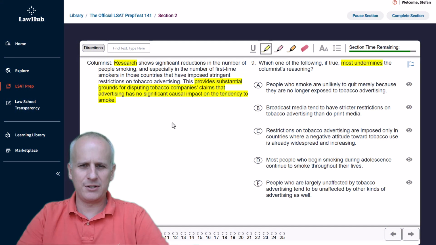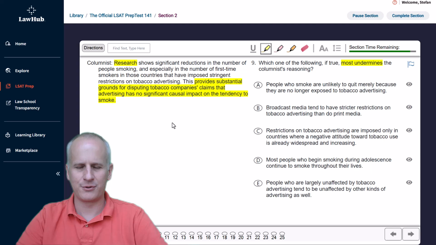So, this research provides substantial grounds for disputing tobacco companies' claims that advertising has no significant causal impact on the tendency to smoke. And it's based on that evidence in that study showing that the number of first-time smokers has gone down when there's stringent restrictions on tobacco advertising. So we need to focus solely on these facts and go find something that says actually it's not the tobacco advertising restrictions that caused the tobacco usage to go down.